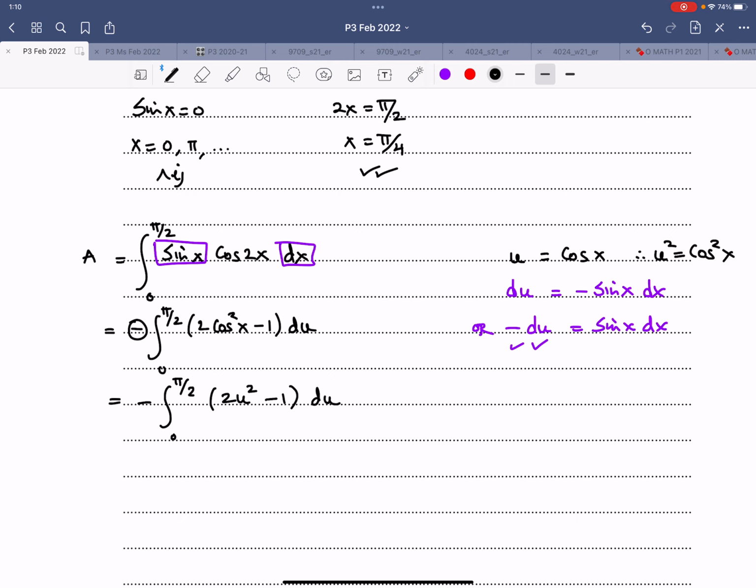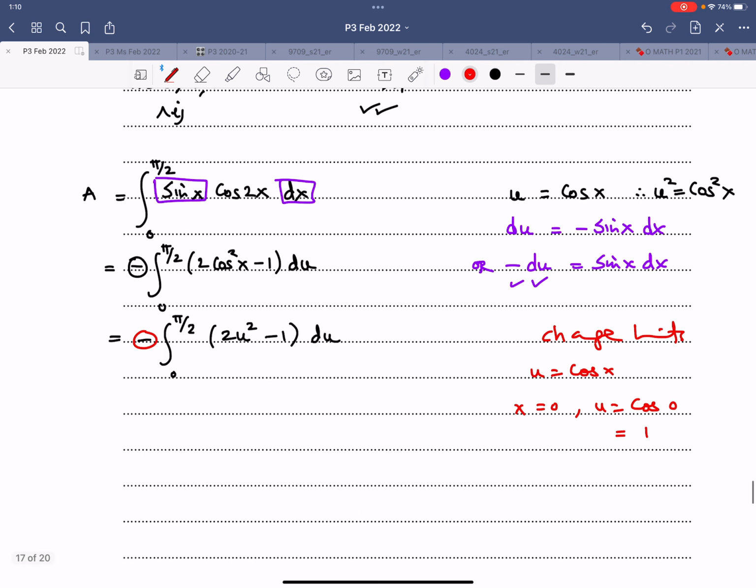Now what should we do? Either we can flip the limits with the negative sign, or we can first change the limits. So let me change limits. So therefore u is equal to cosine x. When x is 0, u is cosine of 0, which comes out to be 1. And when x is pi by 2, u is cosine of pi by 2, which comes out to be 0. So now let me write it. There is still this negative sign on the outside, and the lower limit 0 gave us 1. So 0 gave us 1 and pi by 2 gave us 0.